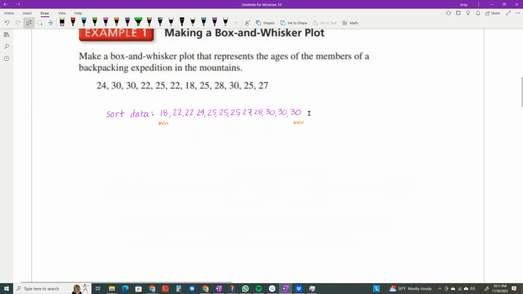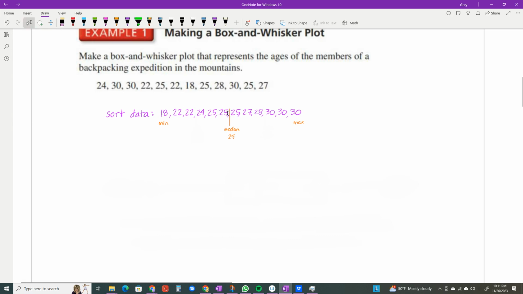So when you're sorting them, make sure you count: 1, 2, 3, 4, 5, 6, 7, 8, 9, 10, 11, 12. So 1, 2, 3, 4, 5, 6, 7. So in between, right here, in between those two 25s is my median. So the average of 25 and 25 is 25. So my median is 25.